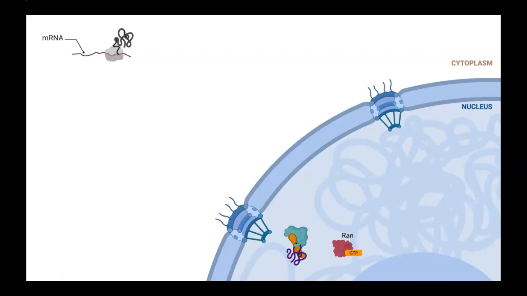RAN GTP is found primarily in the nucleus, and it's going to act as the trigger to release the nuclear protein. What happens is the RAN is recruited and binds to the importin beta subunit. Once this happens, the alpha subunit loses its affinity for the nuclear protein and will also be released. This allows the protein now to get to work in the nucleus.